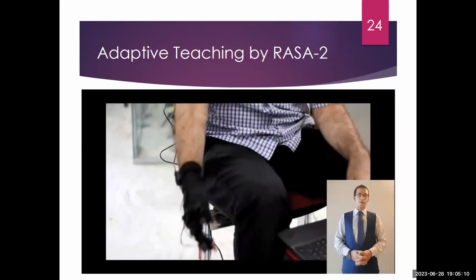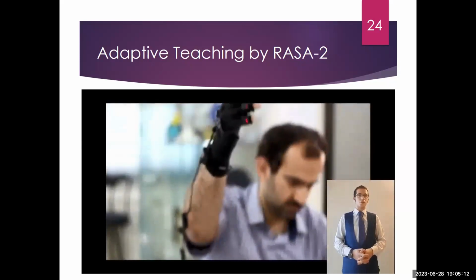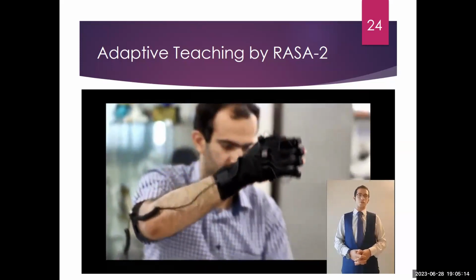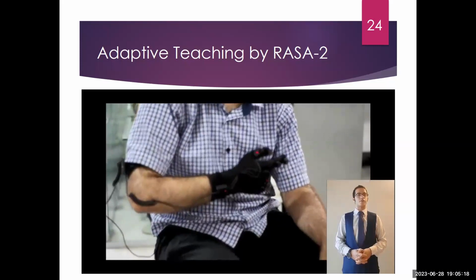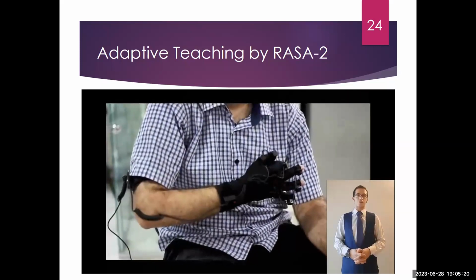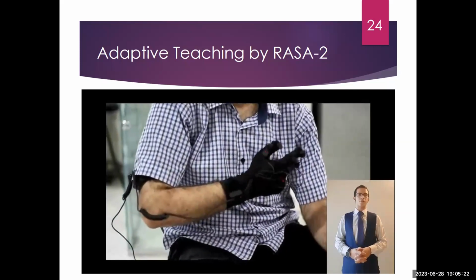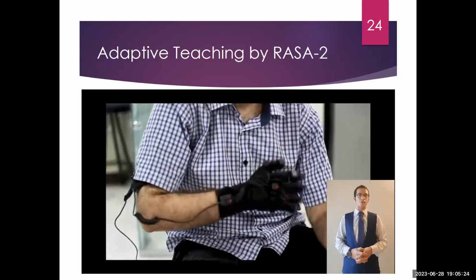To teach a new sign to Rasa, the teacher needs to wear the data glove and perform the sign to pass the corresponding word to the robot. The pre-trained neural network converts the sign to an embedded vector. We have implemented a learning from demonstration structure for teaching new ISL signs to Rasa.